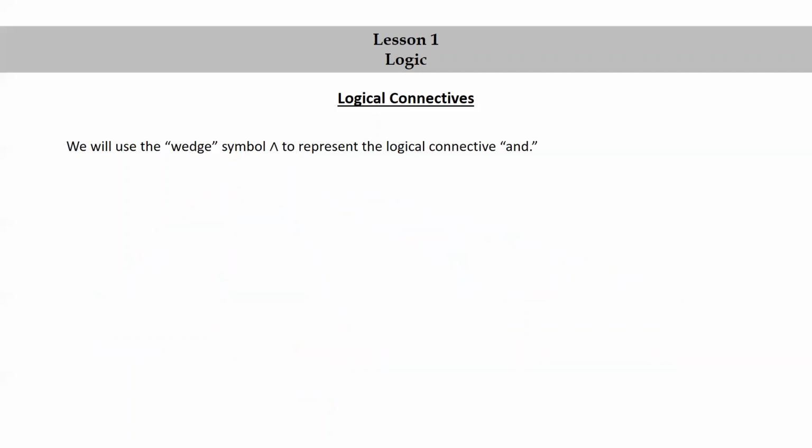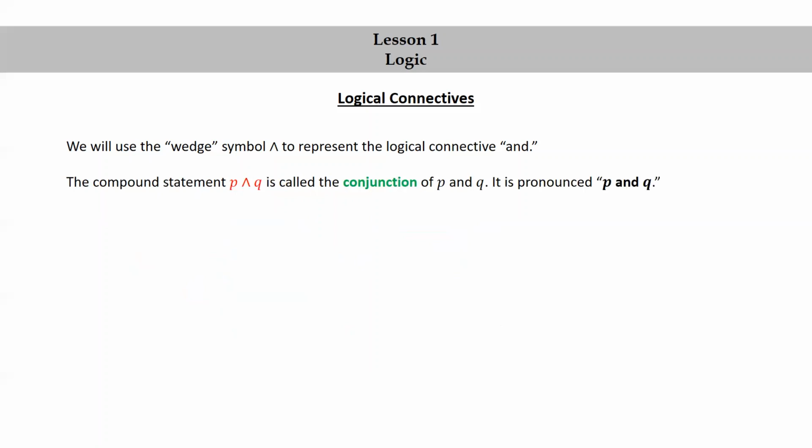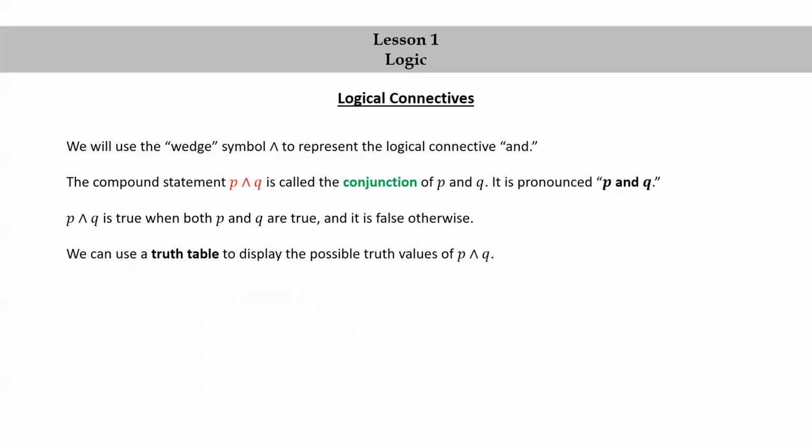We will use the wedge symbol to represent the logical connective and. The compound statement P wedge Q is called the conjunction of P and Q. It is pronounced P and Q. P and Q is true when both P and Q are true, and it is false otherwise. We can use a truth table to display the possible truth values of P and Q.